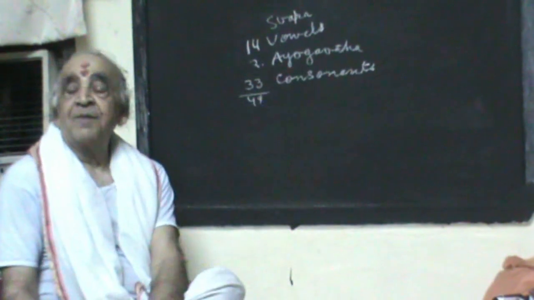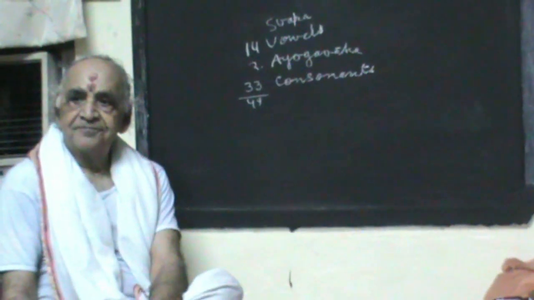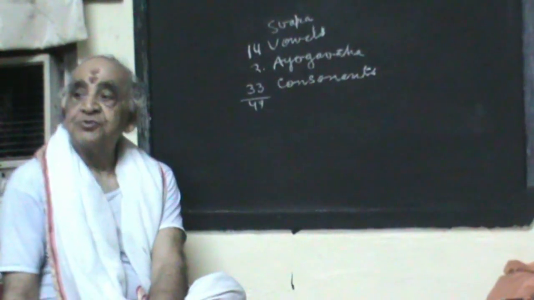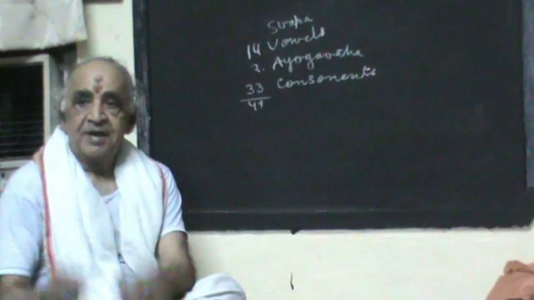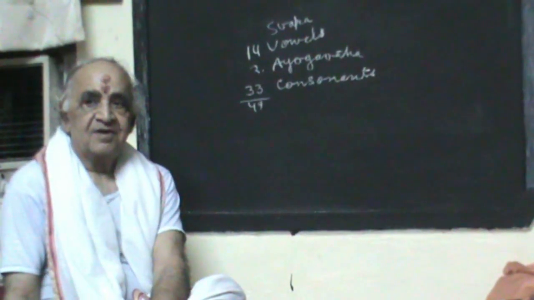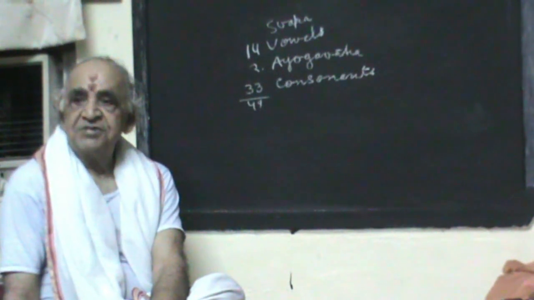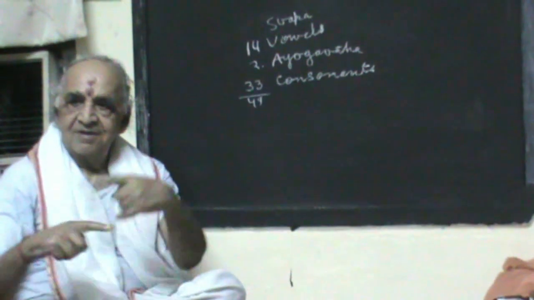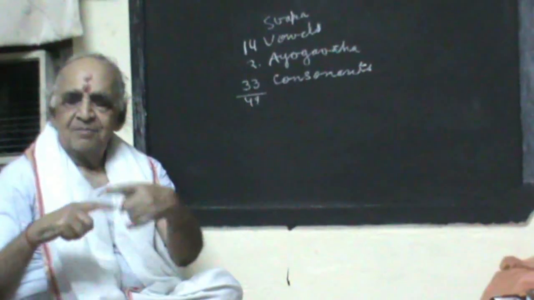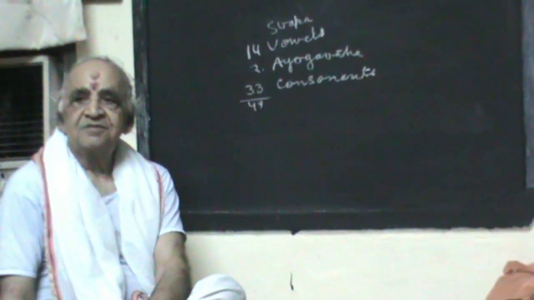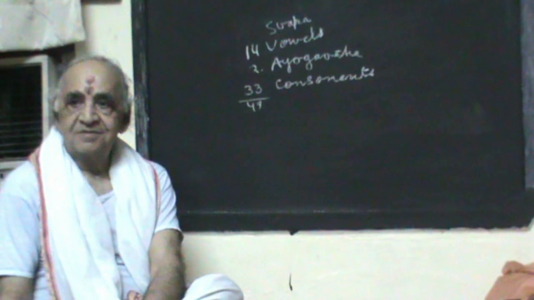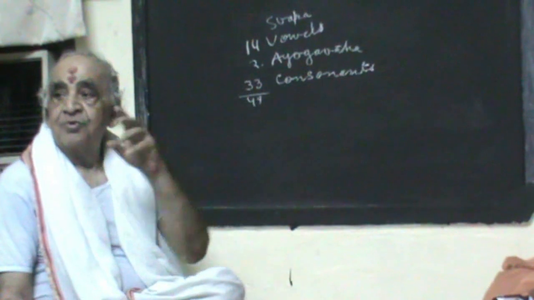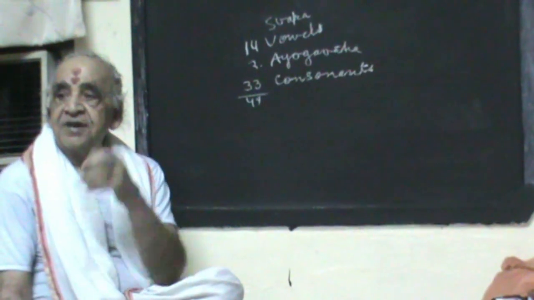And 49 are manvantaras. You know Manvantar? Manvantar means time of Manus. 14 Manus, time controllers. So a cycle of 14 Manvantaras, meaning time controllers. So symbolically these 14 vowels are 14 Manvantaras, meaning time controllers.